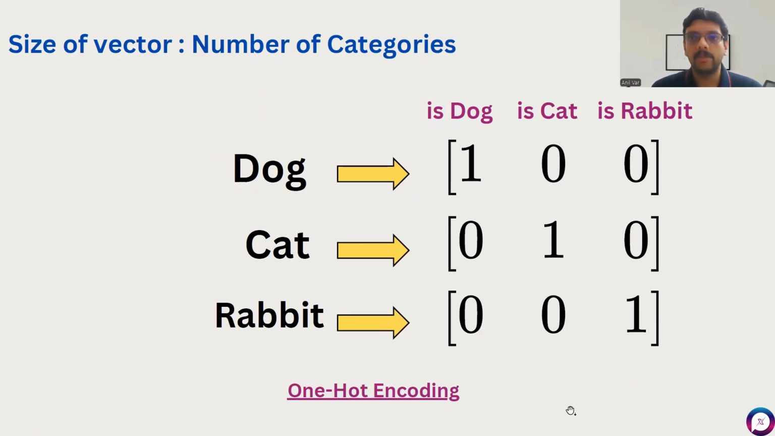The second is for cat. So if it's not a cat, it's set to 0. If it's a cat, it's set to 1. And similarly, the third indicates rabbit, right? So if the label is rabbit, then the vector is set to 1.